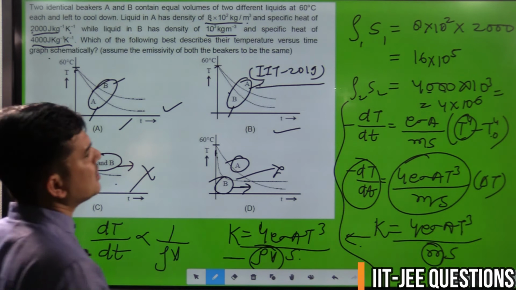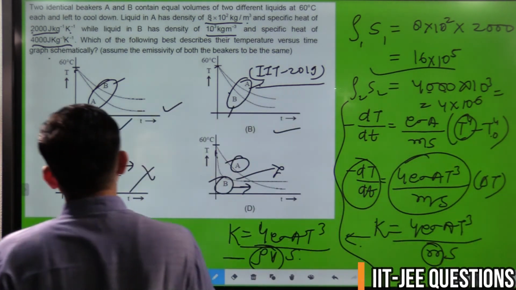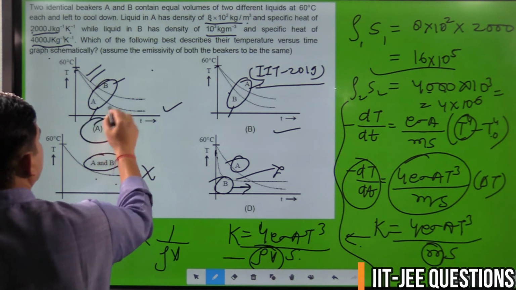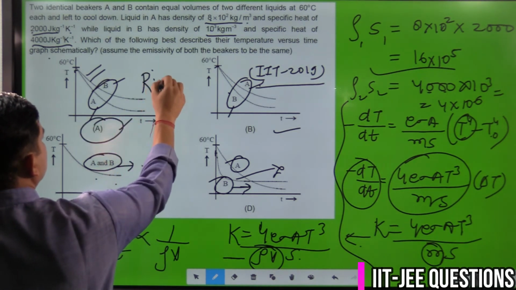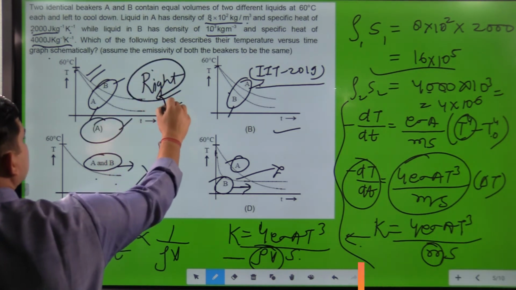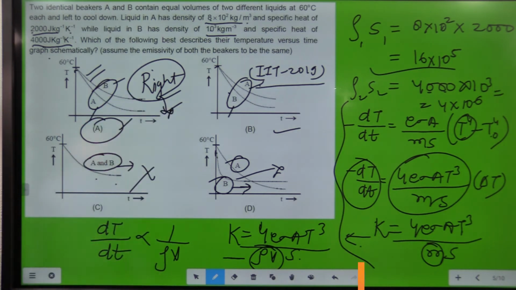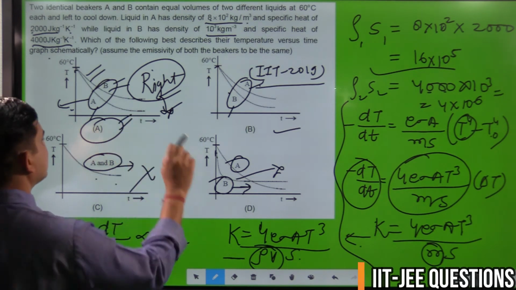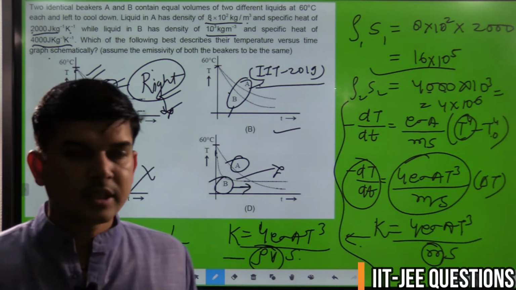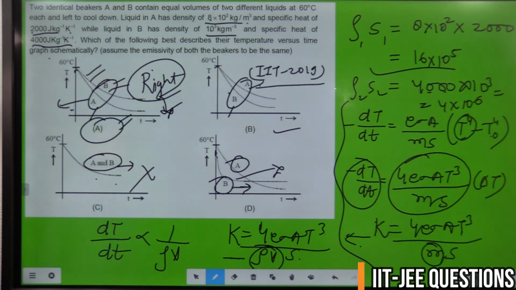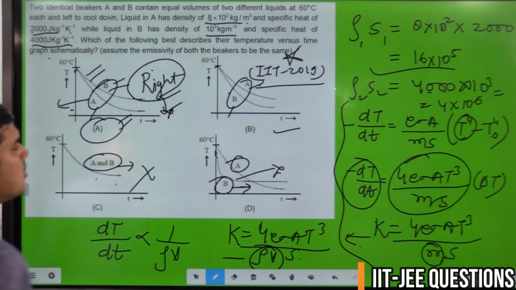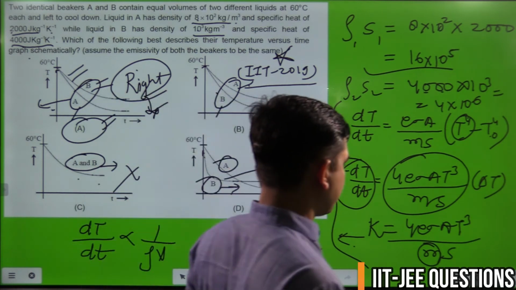Then the answer is A, and the right answer is option A. It's our right answer. Option A means A loses its temperature rapidly in comparison to B. That's why this is the right answer. It's very important. Star. Next.